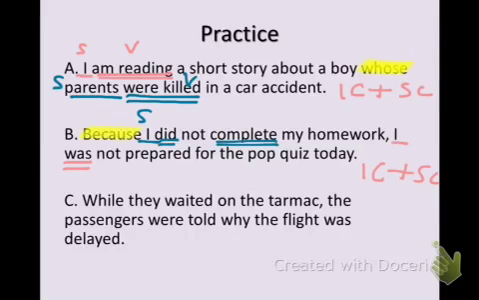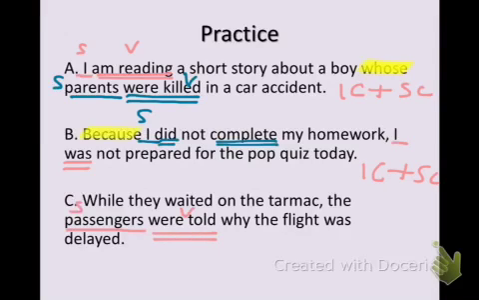And finally, sentence C. While they waited on the tarmac, the passengers were told why the flight was delayed. This is a more challenging sentence, but essentially we need to be able to find the subject and the verb of the independent clause, or the simple part of the sentence. In this case, the subject is passengers, the verb is were told.